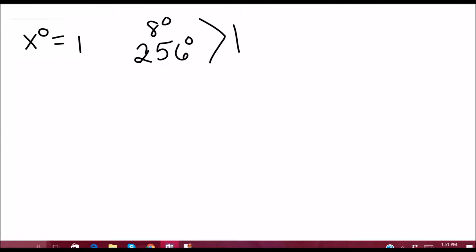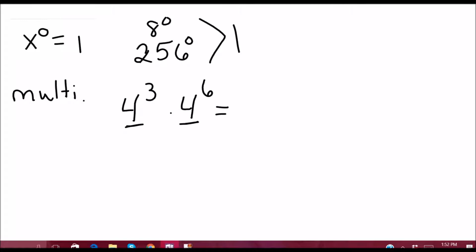Alright, and then the next rule is for multiplication. I'm just going to shorten it with multi. Alright, and this just basically says terms with the same base, you add their exponents. And so let's give an example. So we have 4 to the 3rd times 4 to the 6th. We just simplify this since they have the same base of 4.